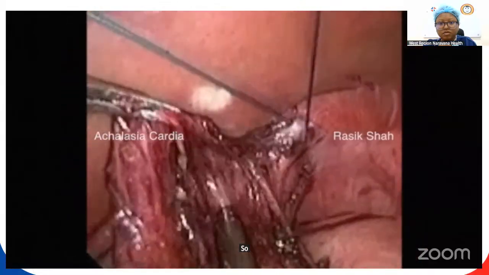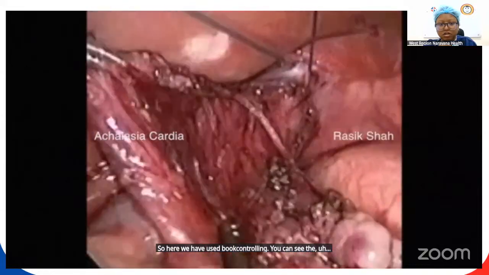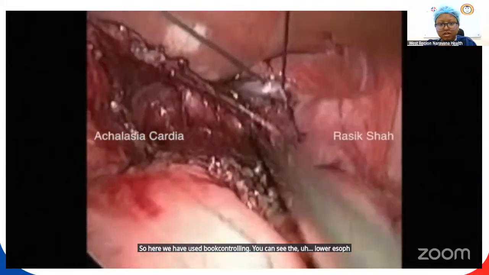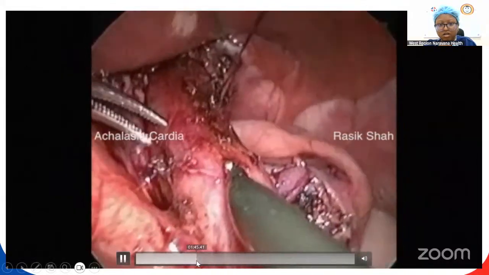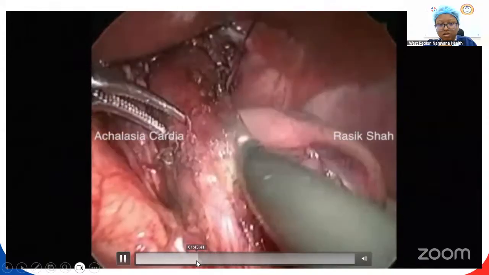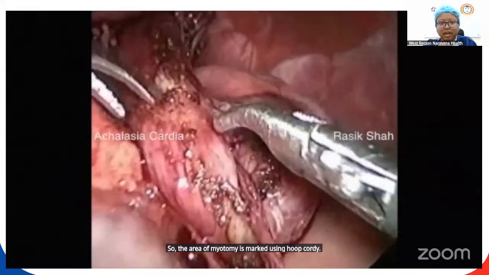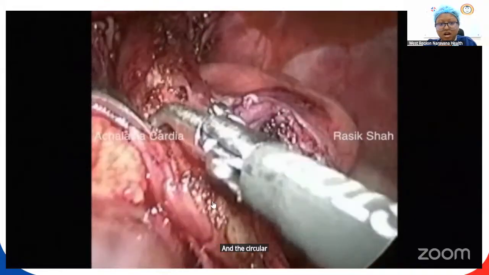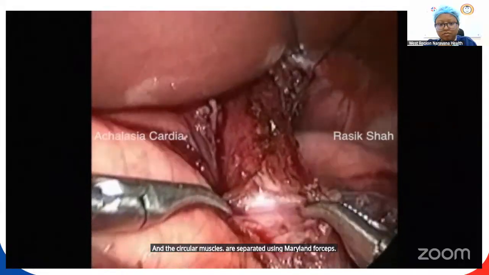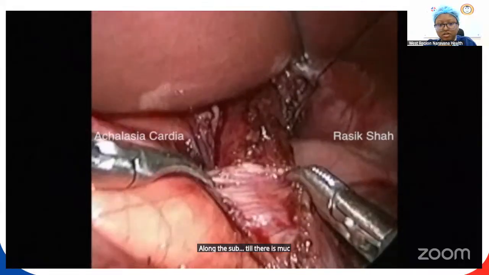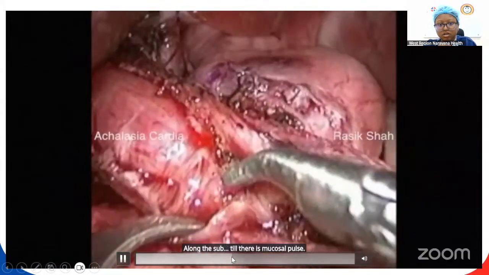So here we have used hook cautery. We can see the lower esophagus. The area of myotomy is marked using hook cautery, and the circular muscles are separated using Maryland forceps along the till there is mucosal bulge. This is how it is.